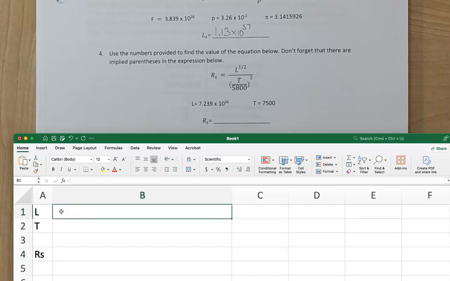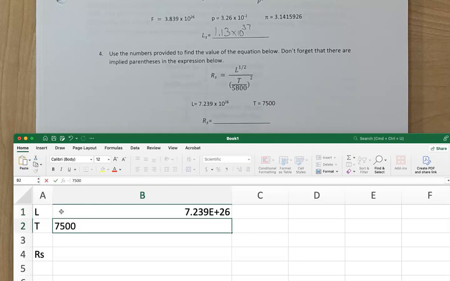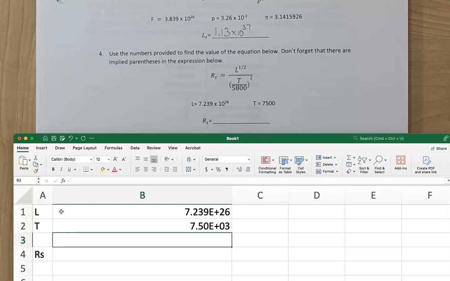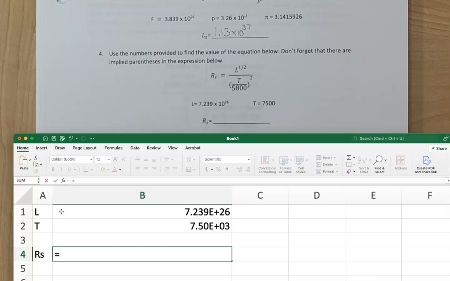In this case, for question 4 here, what is L? L is 7.239 E26, and T is 7,500. And now I have to program this to calculate R for me. So start with equals. I probably don't need parentheses here, right?